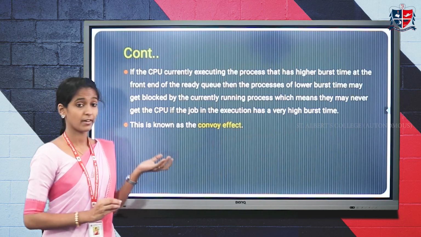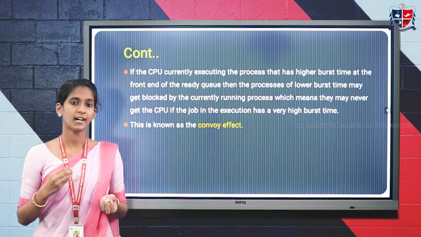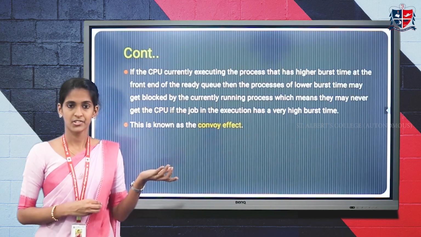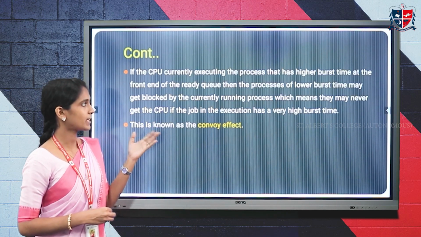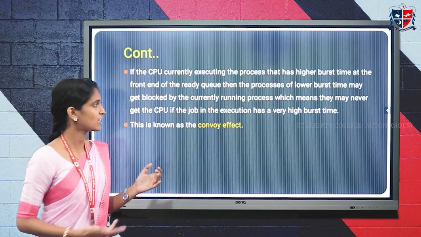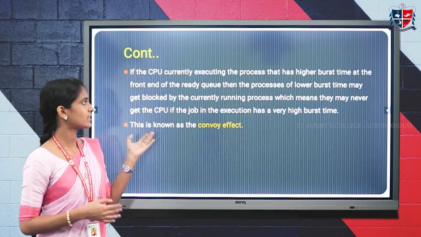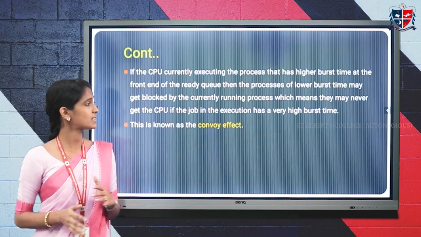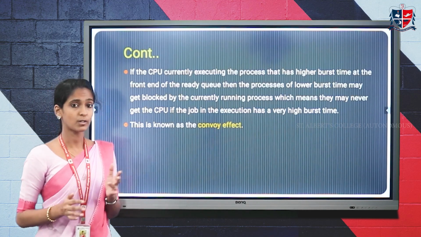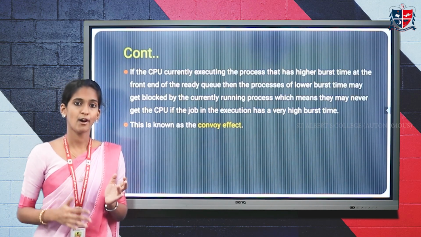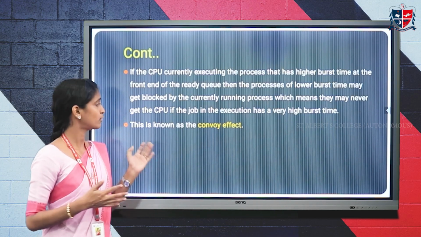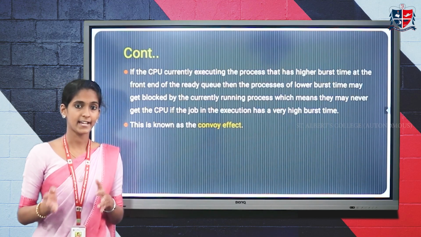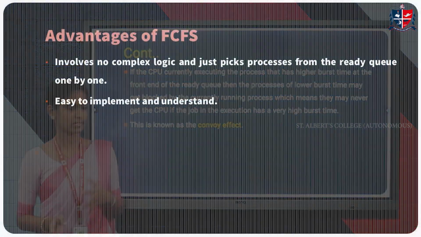So that is one of the disadvantages of the FCFS scheduling algorithm, that is, the convoy effect. If the CPU is currently executing a process with a higher burst time at the front of the ready queue, then a process with the lowest burst time may get blocked due to the current running process of the highest burst time, and never gets the CPU until the end of the highest burst time processes.